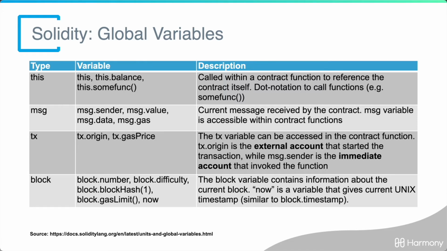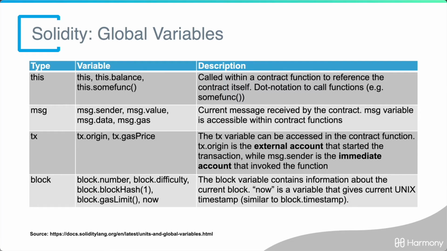Value is how much ether has been transferred to that if it was a payable function. msg.data is some arbitrary data that was supplied to that call. And msg.gas is how much gas is left. You also have access to something called tx, or transaction. Transaction gives you access to origin and gas price. Now, the main difference between tx.origin and msg.sender is that tx.origin is the original external account that started the transaction, while msg.sender is the immediate account that invoked the function. So we'll go through that example later on.